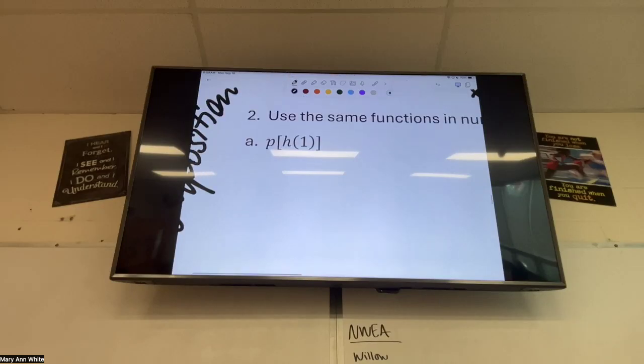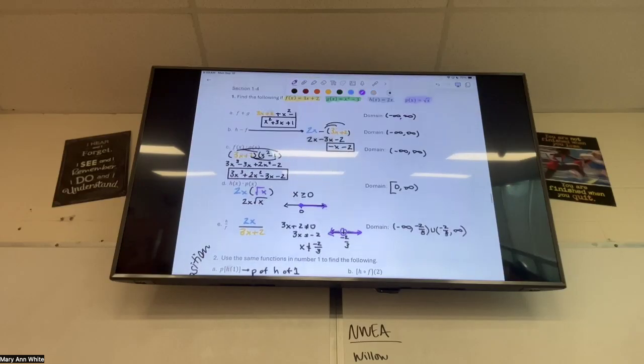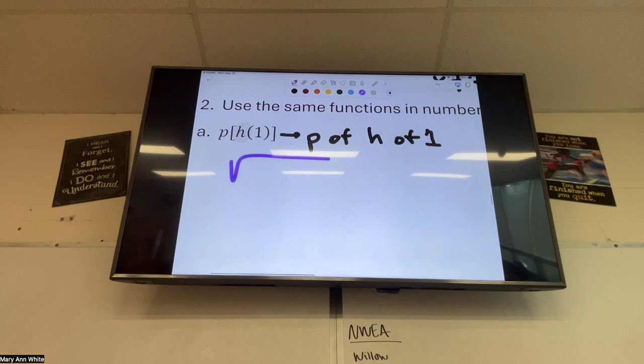It says P bracket H parentheses 1. This we read, and you don't have to write this if you know how to read it. It's P of H of 1. The number, the fraction, or the function that's on the inside of the parentheses or bracket is going inside the other one. So in this case, H is my inside function. P is the outside. And so I'm going to take the x that's in P and replace it with the function. So P, if you remember, let me just double check, is your root x. So instead of doing square root of x, we're doing square root of H. So I'm going to put H inside of this.